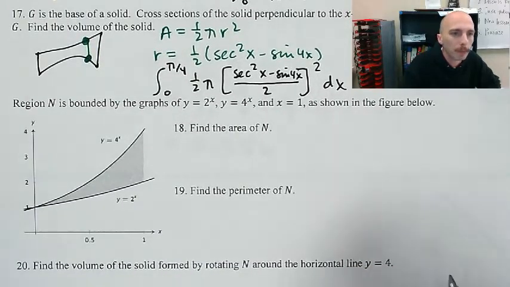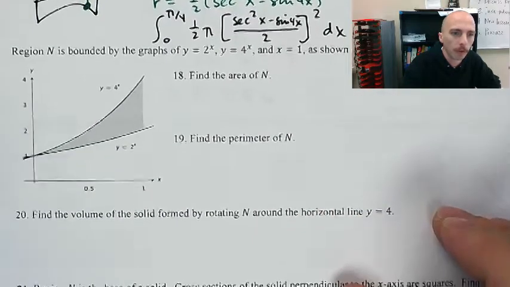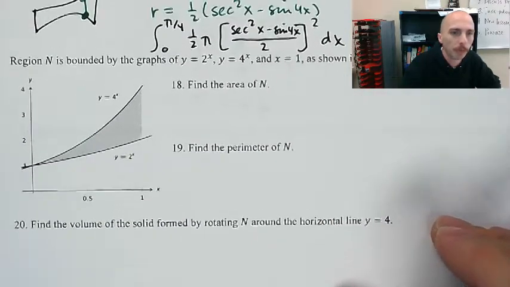All right. Region N is bounded by the graphs of y equals 2 to the x, y equals 4 to the x, and x equals 1 as shown in the figure. Find the area of N. Find the perimeter of N. Find the volume of the solid formed by rotating N around the horizontal line y equals 4.